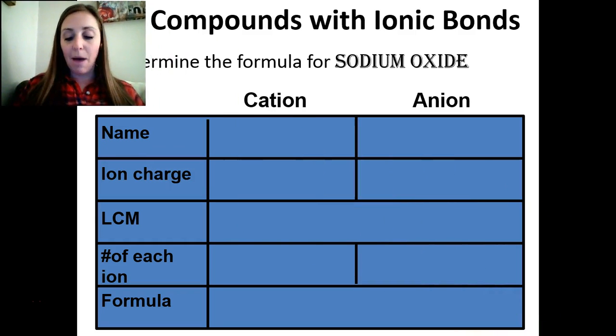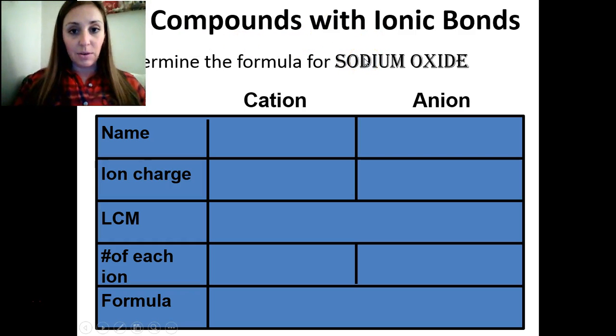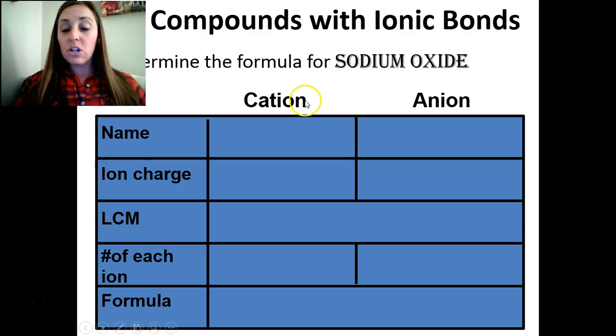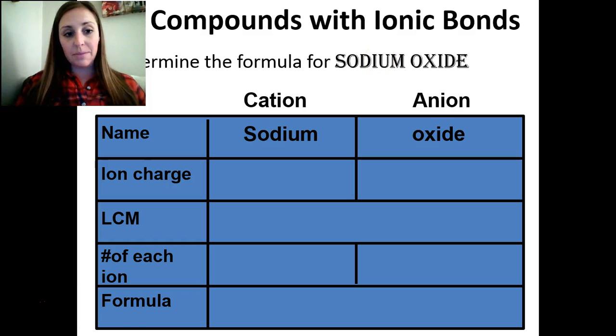So let's start with sodium oxide. Sodium is going to be the cation because that's written first, and oxide is oxygen, and that is your anion. Notice sodium, the cation, is named just as is. When you have an anion that's an element, you just change the ending to IDE. So your cation is sodium, your anion is oxide or oxygen. When sodium makes an ion, go ahead and look at your periodic table, and I want you to freeze this and figure out what charge sodium would make, and then also what charge oxygen would make.